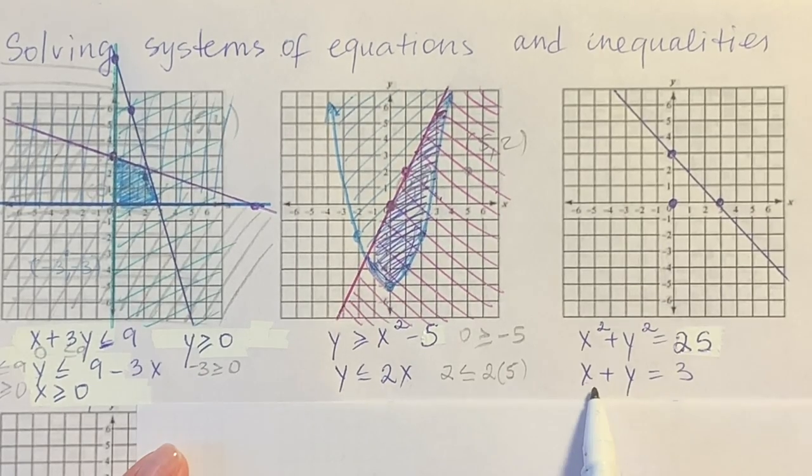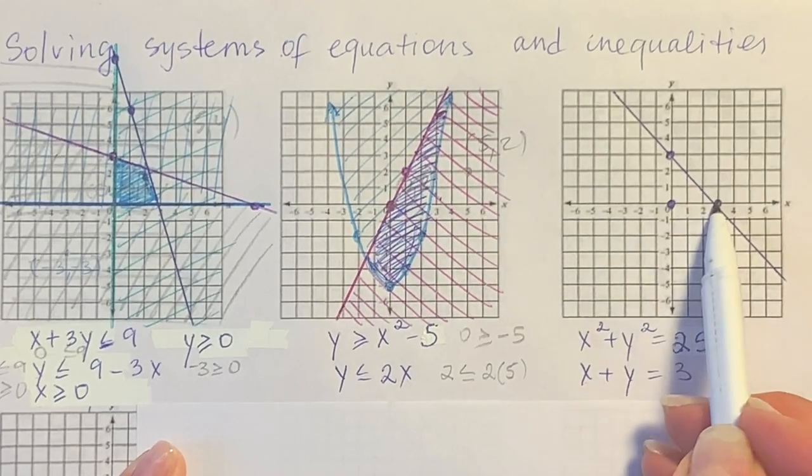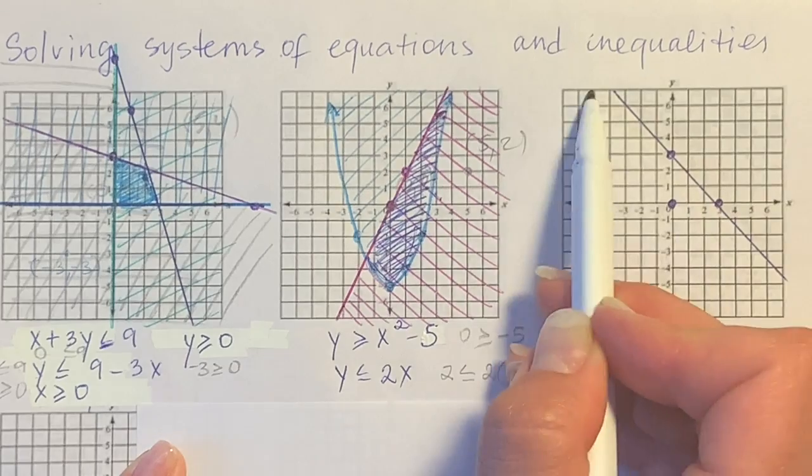So the first graph, the graph that I already have here, is the graph of this line. It's a standard equation of a line, x plus y equals 3. I graphed it using intercepts. I found the x-intercept by plugging 0 into y and found the y-intercept by plugging 0 into x. And both of the intercepts turned out to be 3. And then I graphed the line.